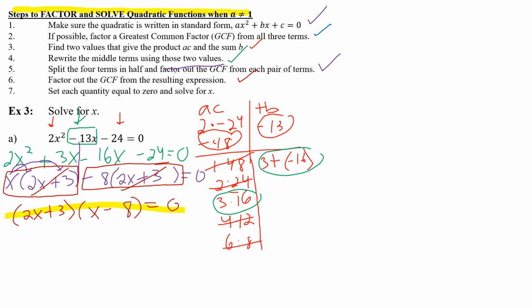Now, continue working the problem. Now we set each quantity equal to 0, and then we solve for x. The first one, again, the zero product property: we have two quantities being multiplied, and they give us a product of 0. So at least one of them has to be 0, if not both of them.